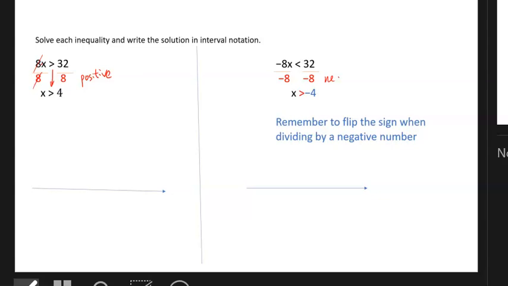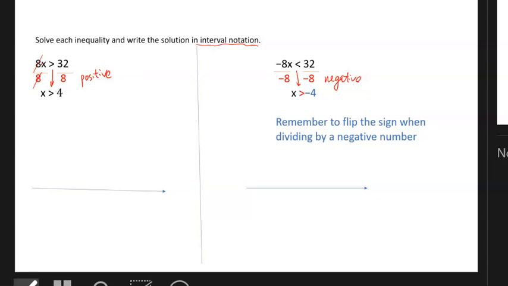But if we have a negative 8 in front of x, in order to get rid of the negative 8, we have to divide both sides by negative 8. And whenever we divide by a negative number, we have to remember to flip the sign. So less than becomes greater than. Now, after we solve the inequalities, we want you to write the answer in interval notation. So I am going to talk about what interval notation is.